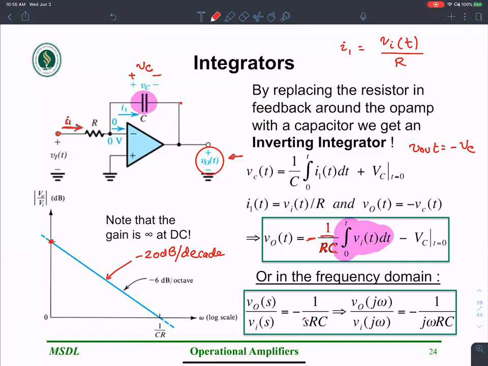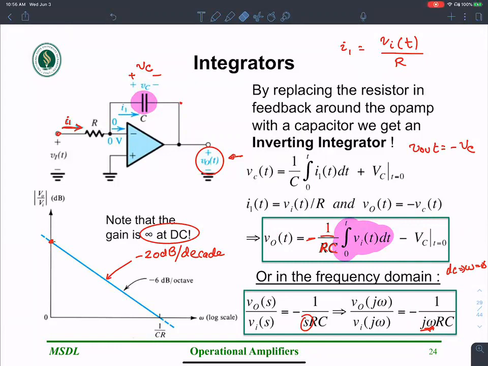So if I express this as j omega, the complex frequency variable, DC means omega equals 0. So when I plug in a 0 into this, I get a DC gain of infinity. Okay, I get a DC gain of infinity. Let's see how we can get a DC gain that is a bit more predictable, a bit more reasonable.